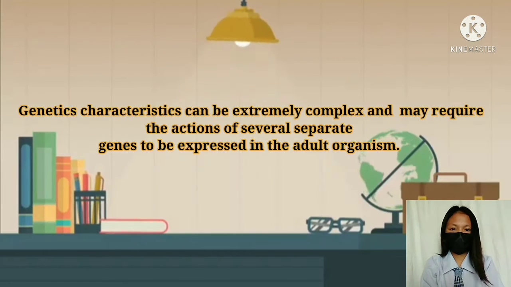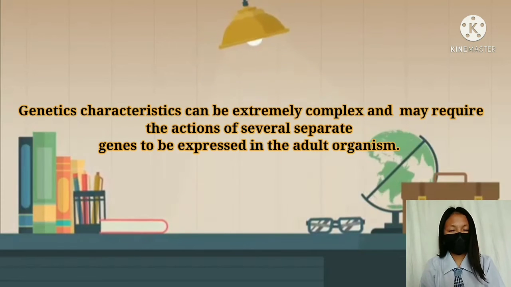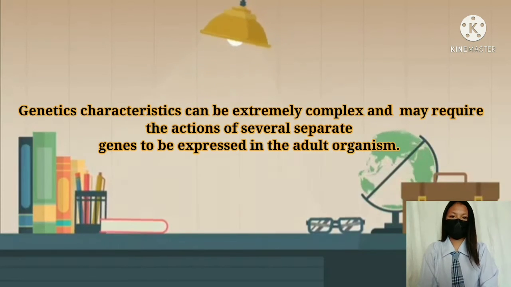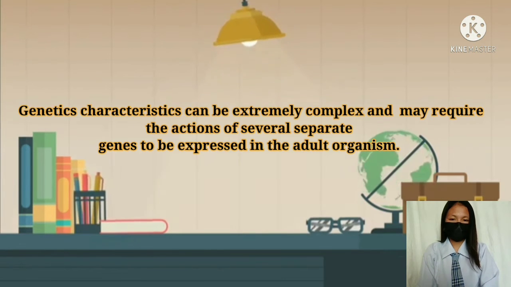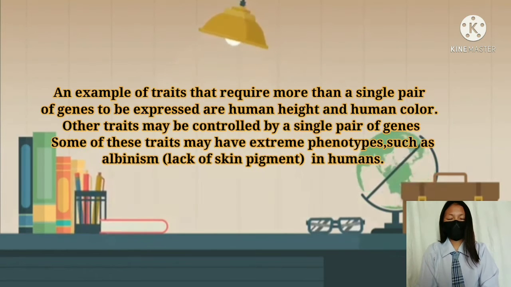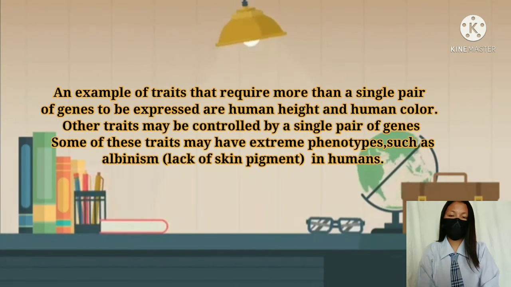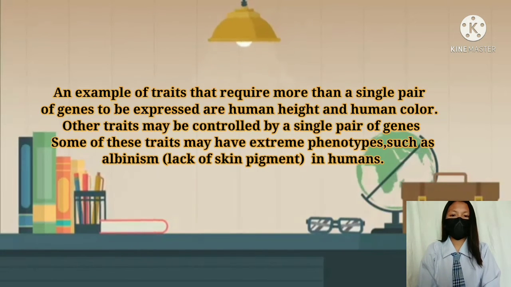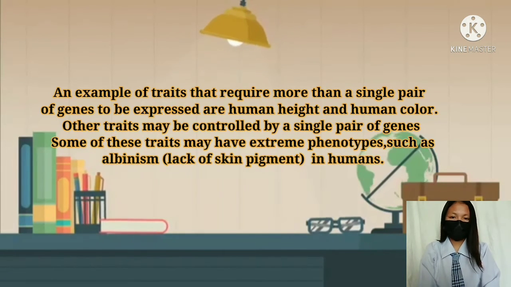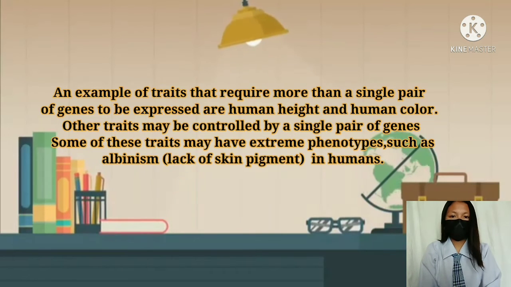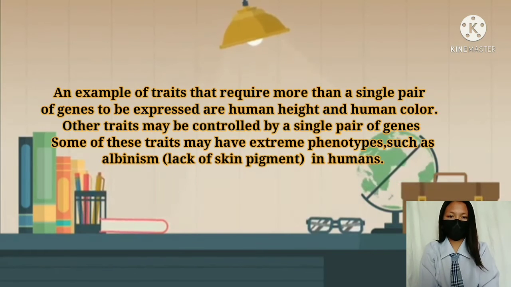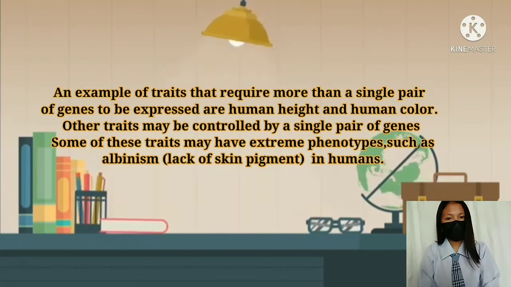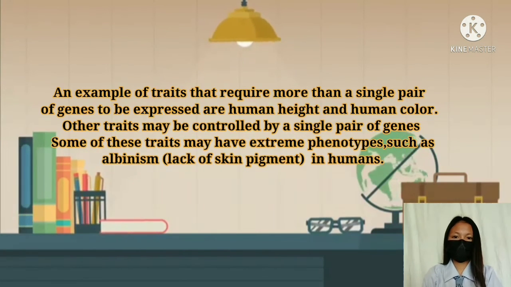Genetic characteristics can be extremely complex and may require the actions of several separate genes to be expressed in the adult organism. Examples of traits that require more than a single pair of genes to be expressed are human height and human skin color. Other traits may be controlled by a single pair of genes. Some of these traits may have extreme phenotypes, such as albinism, lack of skin pigment in humans.